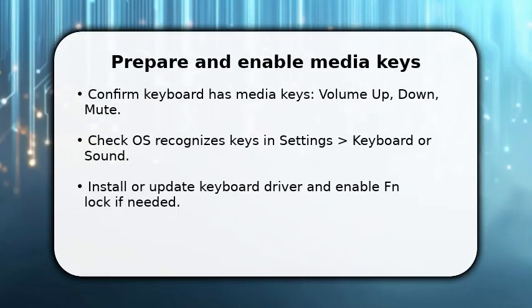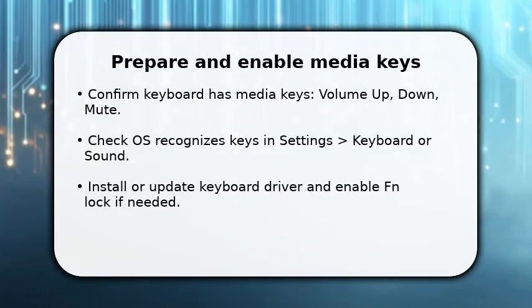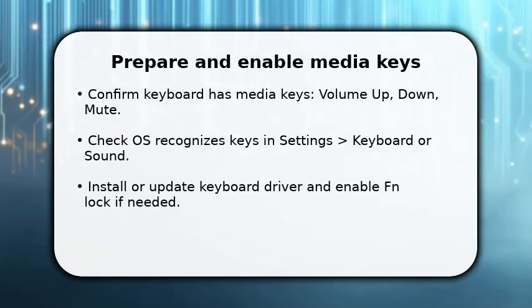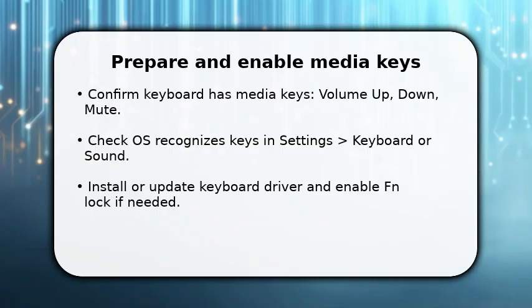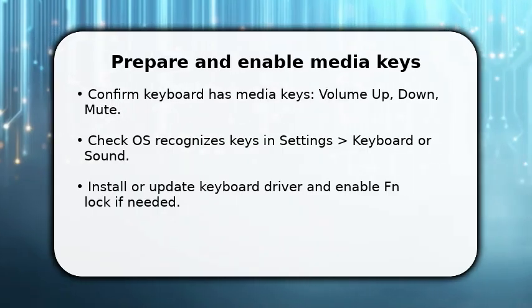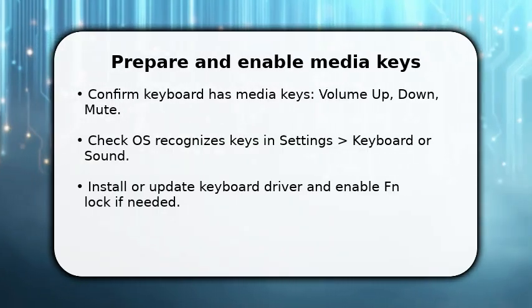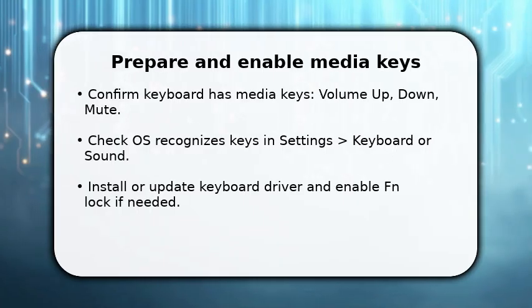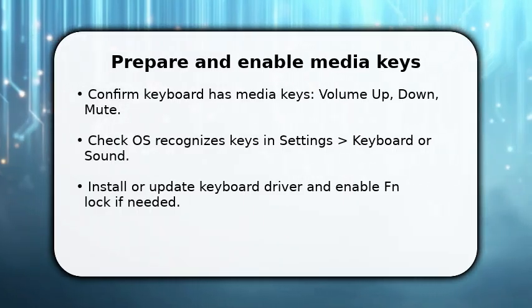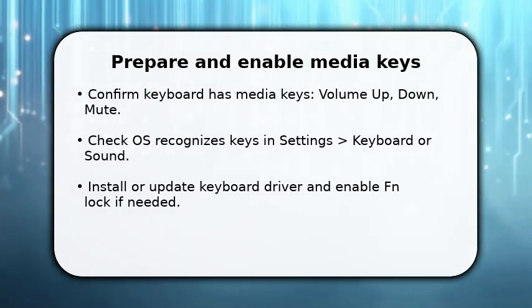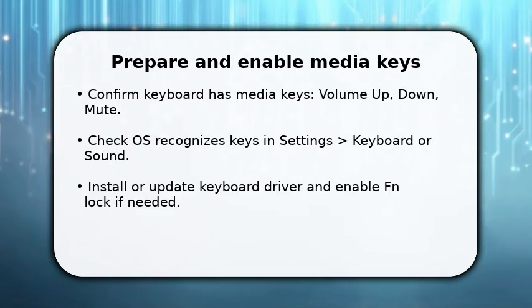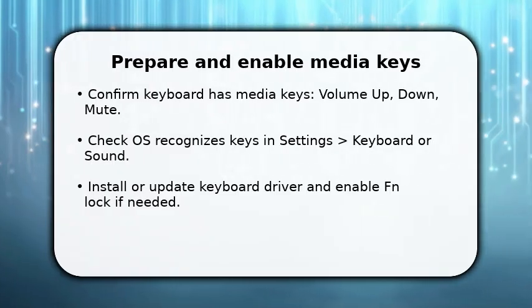You start by confirming your keyboard actually has media keys and that the operating system recognizes them. Open Keyboard or Sound Settings and press a volume key to see a response. If nothing happens, install or update the keyboard driver and enable any FN lock or function key mode. This ensures media actions aren't blocked by alternate function.